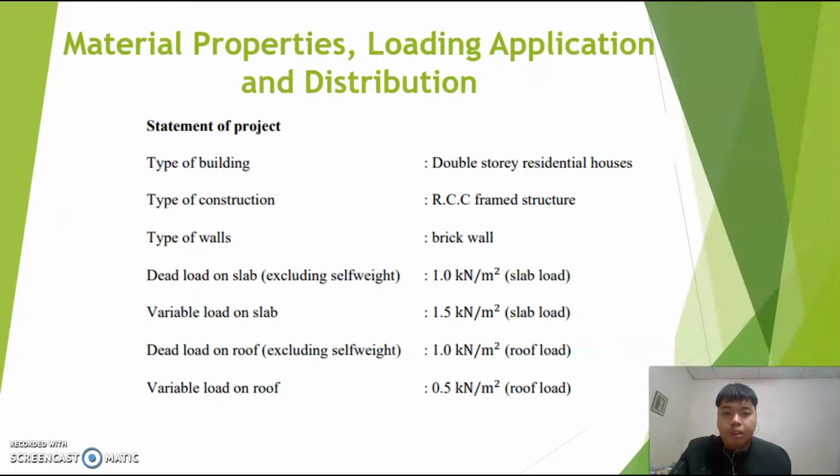Next, material properties, loading application and distributions of our project. So, the statement of the project. The type of wall we are using is brick walls, and the dead load on slabs is 1 kilonewton per meter square. Variable load on slab is 1.5 kilonewtons per meter square, the dead load on roof is 1.0 kilonewton per meter square, and variable load on roof is 0.5 kilonewtons per meter square.